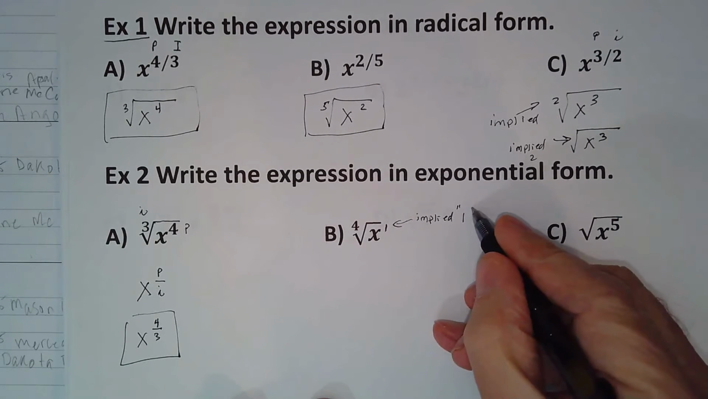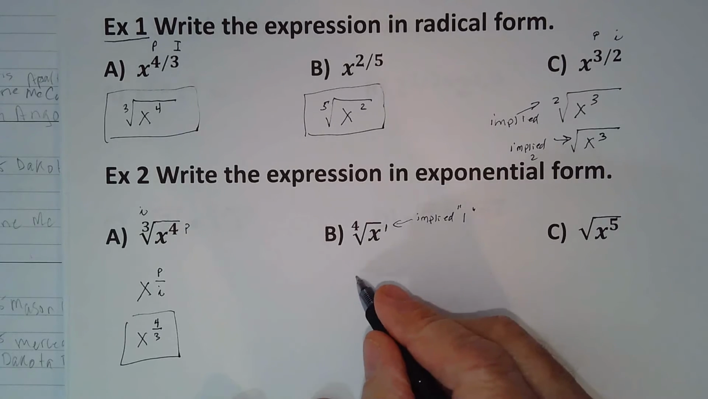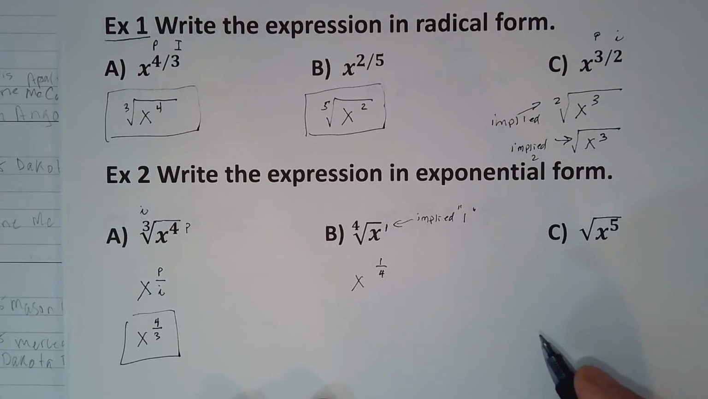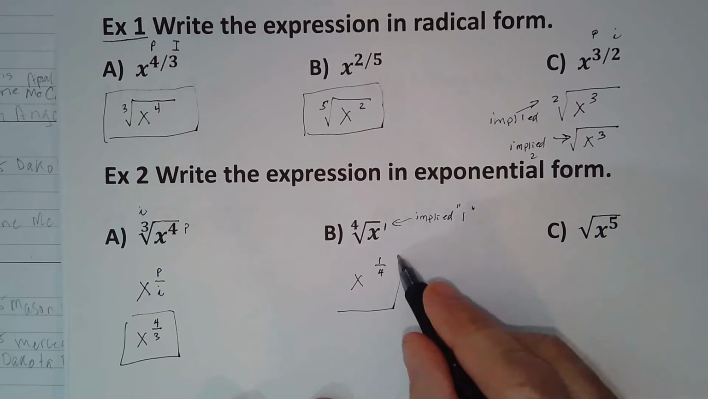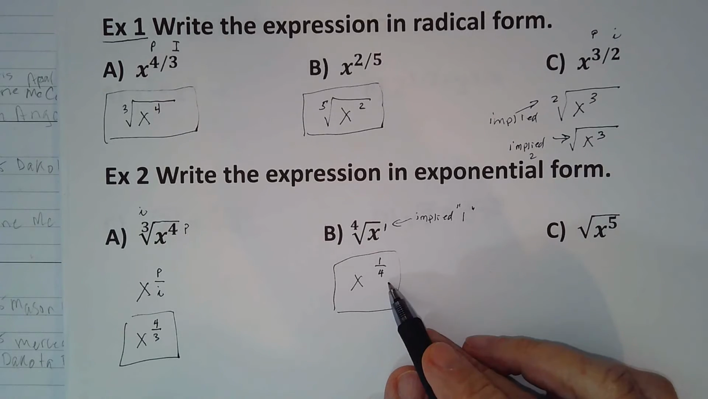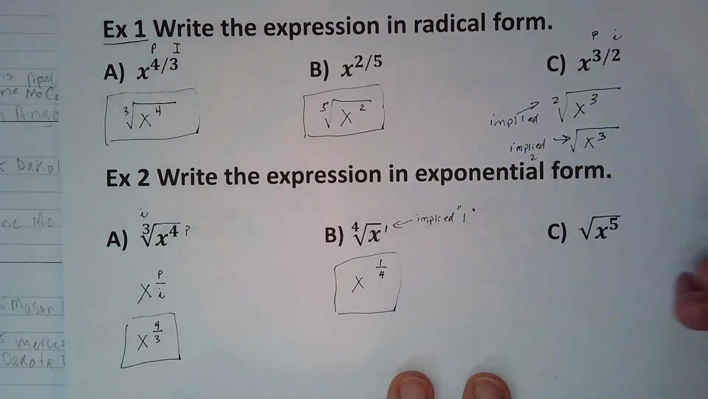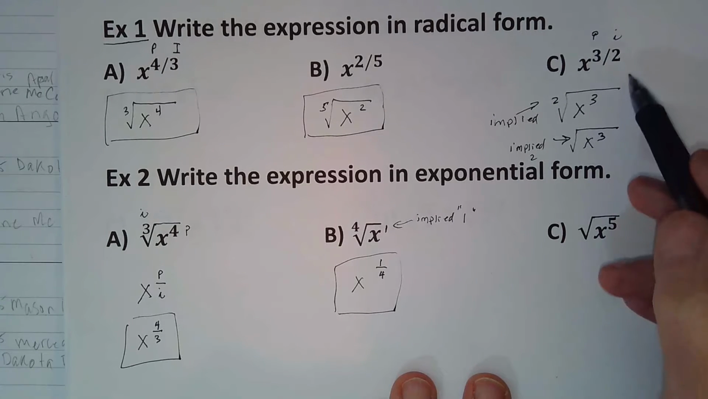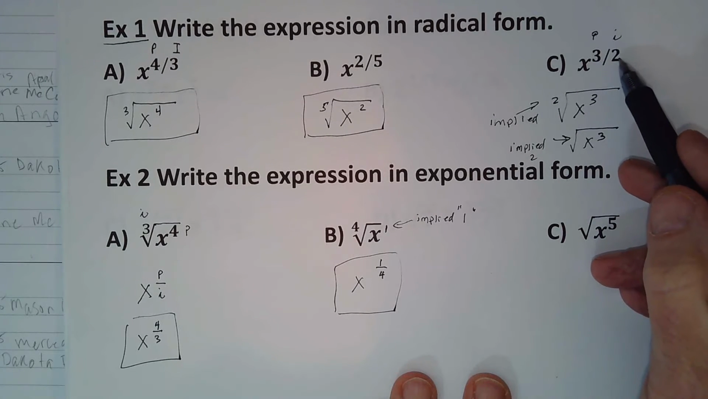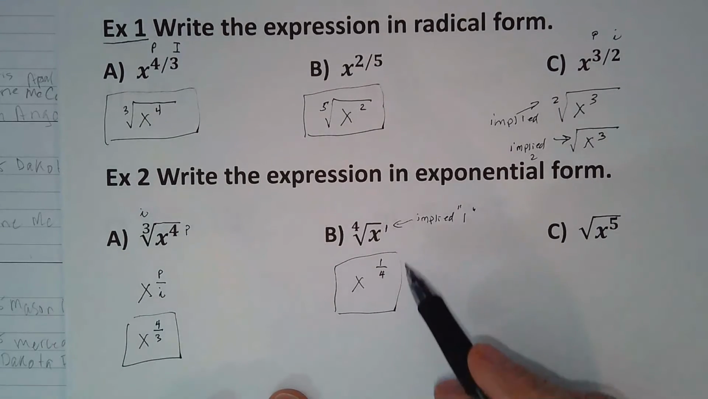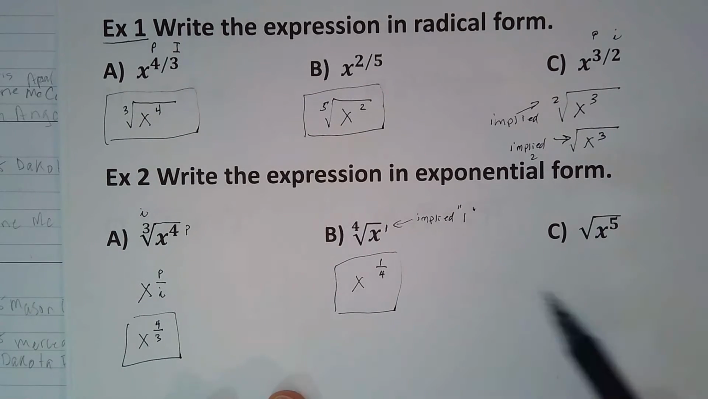And so we're going to rewrite this as x to the 1 over 4. And that's our answer. So notice you have to pull out that implied 1 to show this, and you have to pull out the implied 2 to show it up here. You've got to pull these out so that here the 2 is implied and it disappears, but here we're going the other way around. We've got to show the 1.